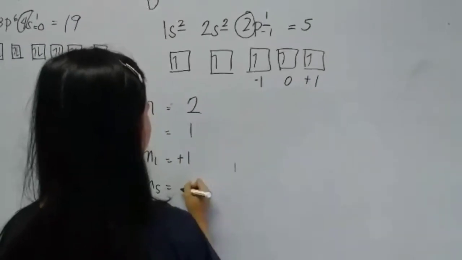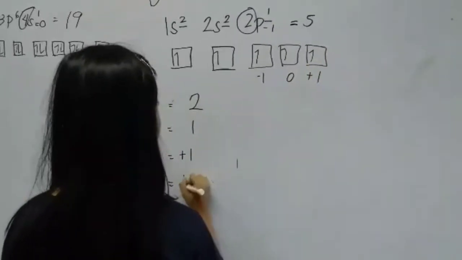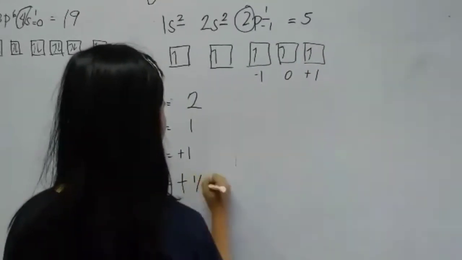Last is m sub s. m sub s is equal to positive 1/2 since the last arrow is upward.